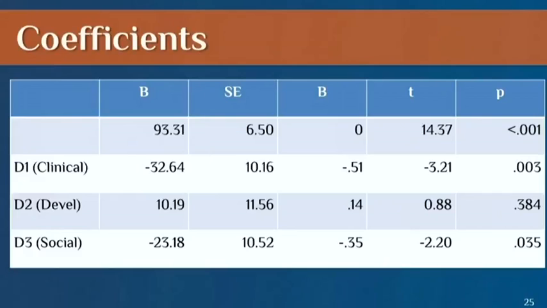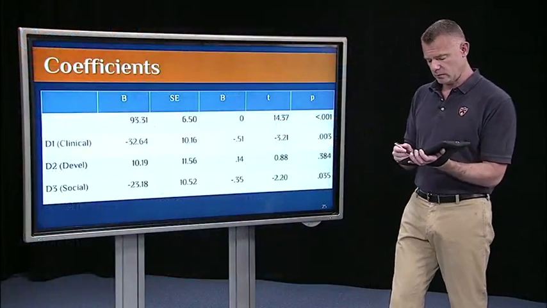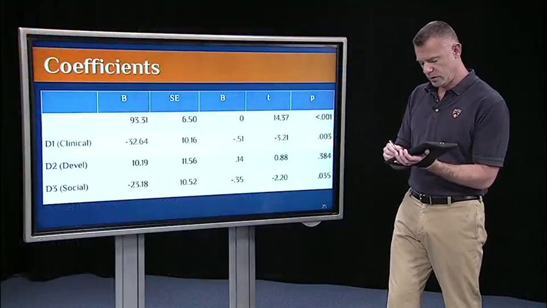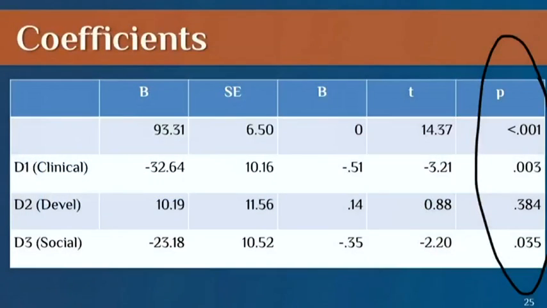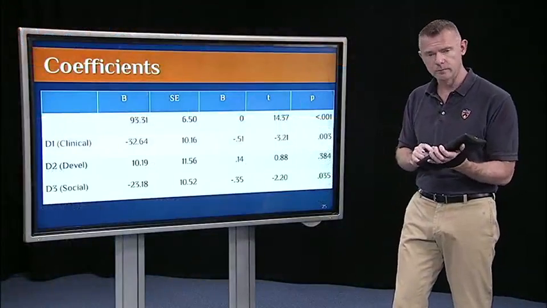Developmental had slightly more than cognitive, 10.19, and social had less than cognitive, 23. And you might want to ask, are those differences significant? Well, then you just look over here at your p-values, and you can see that the difference between clinical and cognitive is significant. The difference between developmental and cognitive is not significant. And the difference between cognitive and social is significant if we're using 0.05 as our cutoff, which is standard.